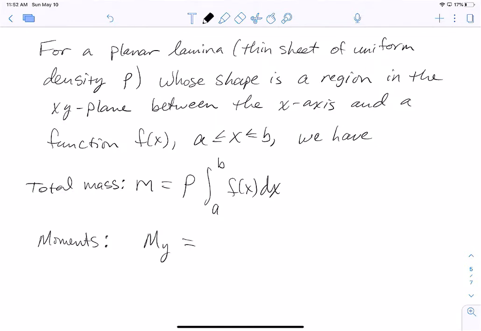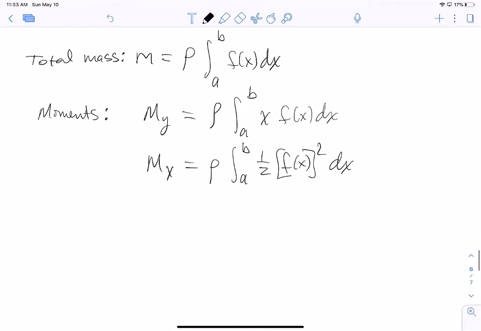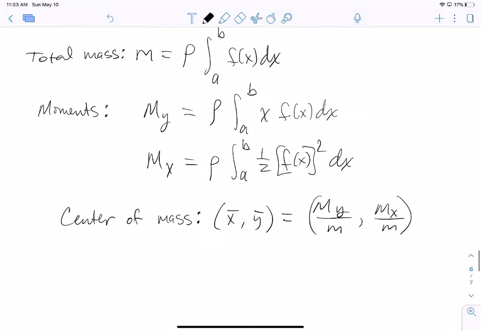The moment about the y-axis is rho times the integral from a to b of x times f of x dx, and the moment about the x-axis, m sub x, is rho times the integral from a to b of 1/2 f of x squared dx. Using these formulas, the center of mass is x bar, y bar, equal to, as before, m sub y over m, m sub x over m, the total mass in the denominator.